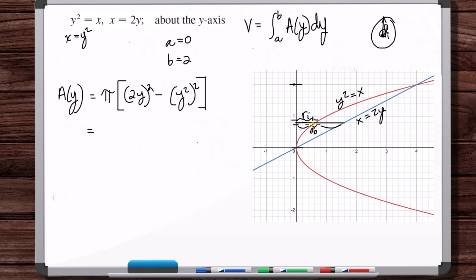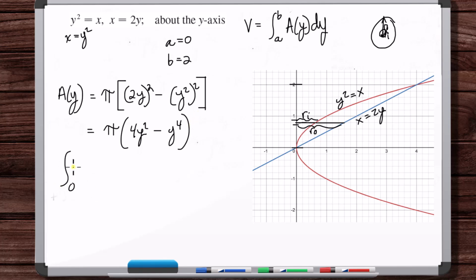You see, for any y value, the function of y, if you do y squared, that's this x value. If you do 2y, then that's this x value. So we do pi times the outer radius squared minus the inner radius squared. So we've got 4y squared minus y to the 4th. There's A of y, so there we go.